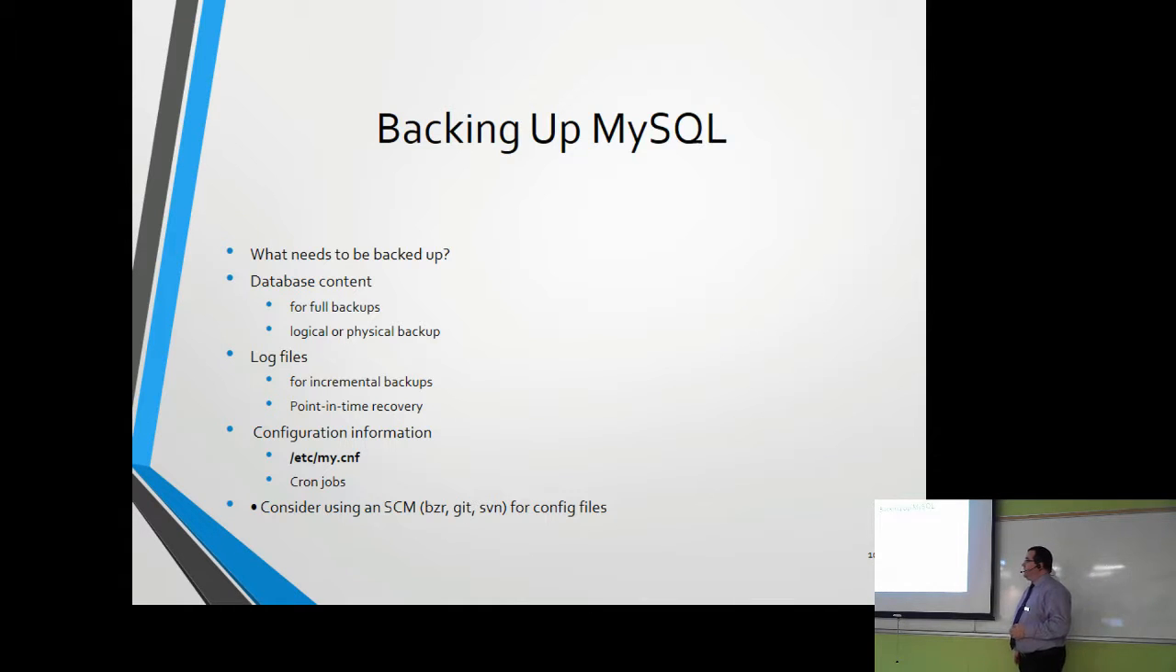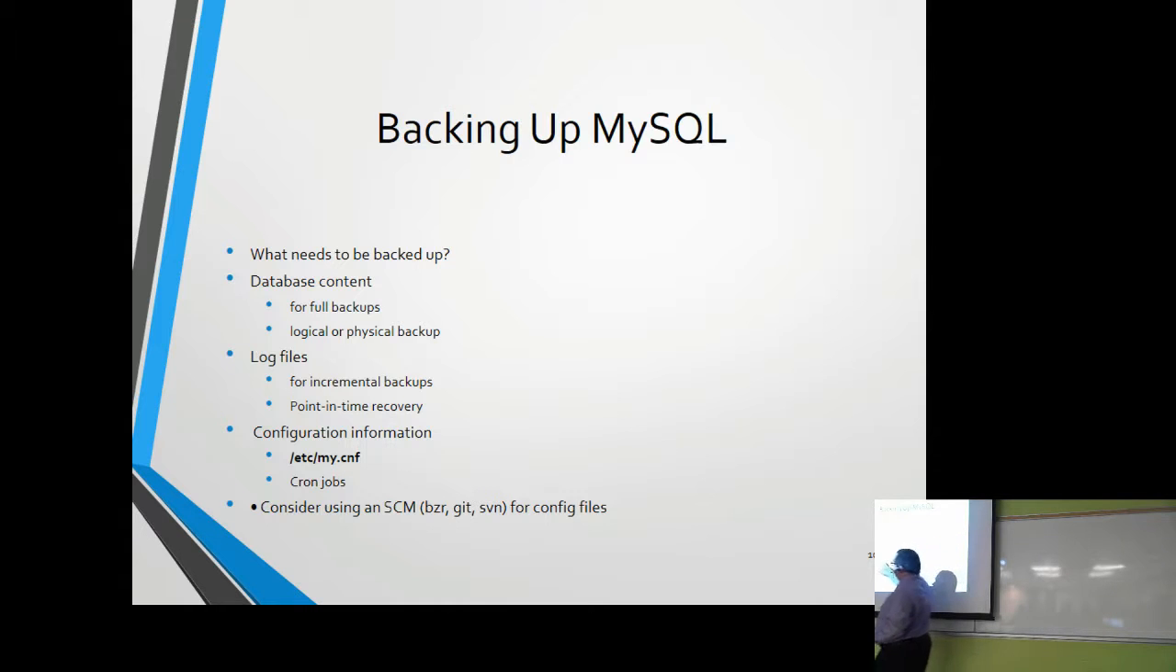You also want to back up the configuration information, the my.cnf. Sometimes it's found under the etc directory, sometimes in the MySQL directory, or in MAMP, WAMP, XAMPP, it's in some other folder. Basically you need the configuration so that when you restore your server, let's say your server melts, you'll have the exact same configuration you were running before. You also want to back up your cron jobs. Cron jobs are scheduled jobs that run hourly, nightly for your backups and your database maintenance. In other words, you want to back up everything you need to restore the database server.